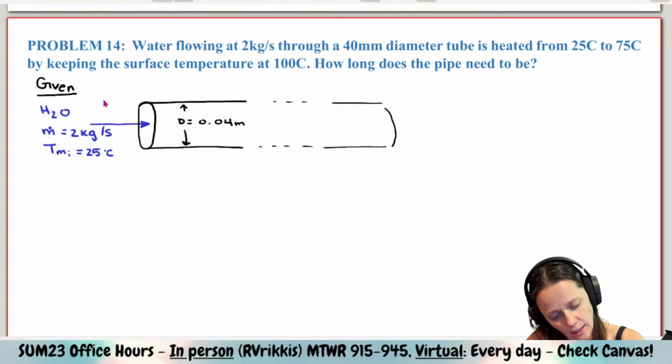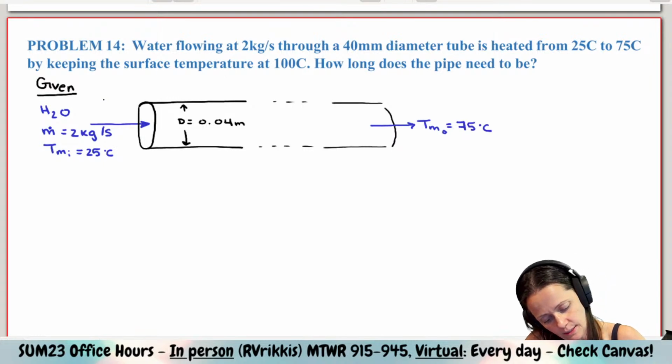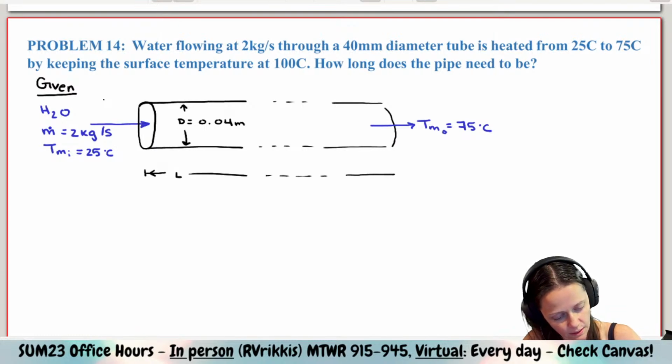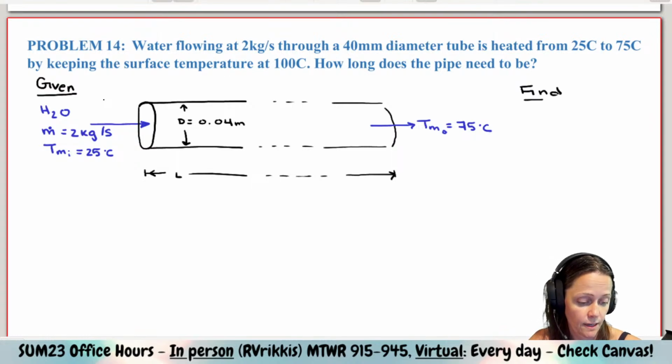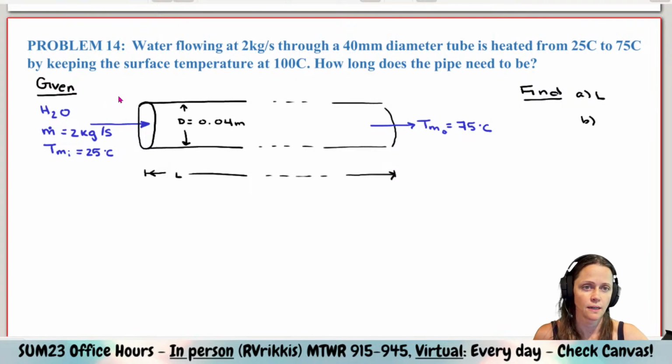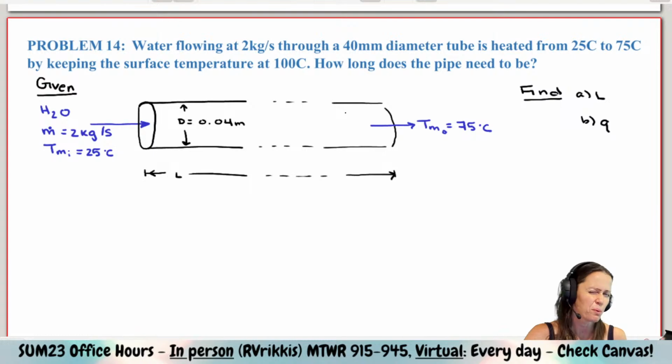Perfect. T mean outlet is 75 degrees. And of course I don't know what the length is. That's one of the things I'm going to need to find. So I want to find the length, and I would also like to find the heat transfer rate. I know it doesn't say it, but we're going to find it anyway because it's easy enough to find.